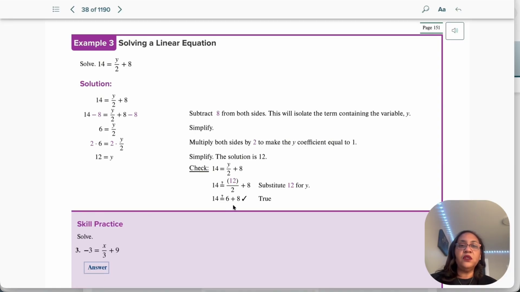And then I also use the checking method, right? So here we end up with y equals 12. Well, they have 12 equals y. It doesn't matter if you write it y equals 12. And then they substitute it in for the letter y here. And you have the instructions right there.